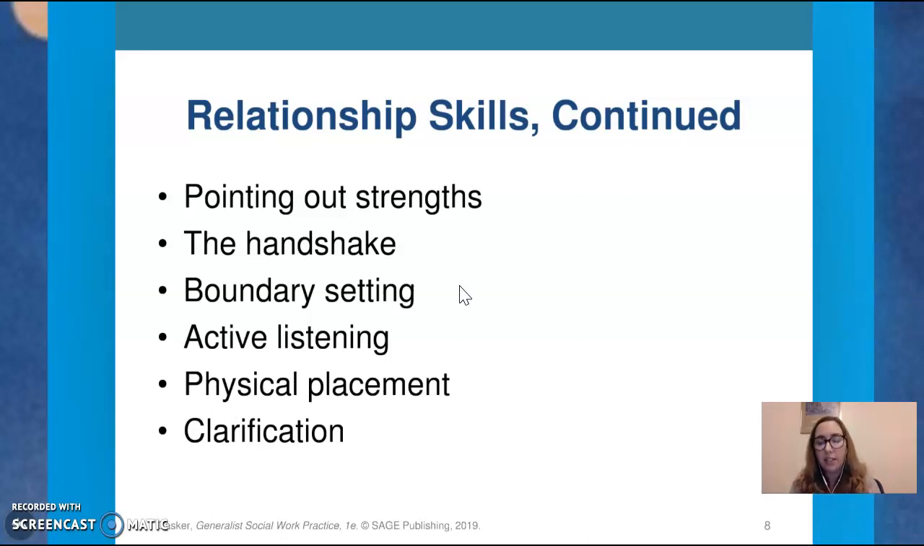And then within that active listening, we really are going to ideally focus on open-ended questions and letting the client tell their story. But there are certainly times where it's appropriate to use clarifying questions and to ask directed, closed-ended questions so that we make sure we understand what they're telling us.